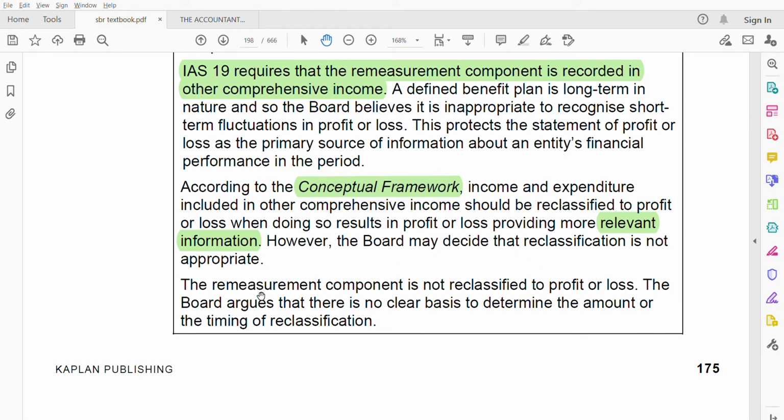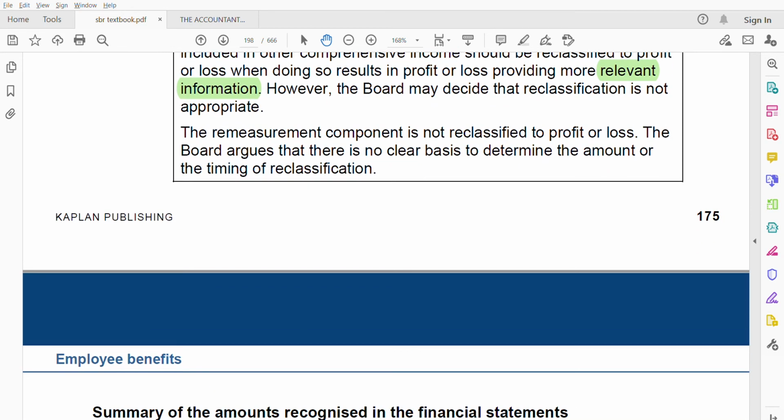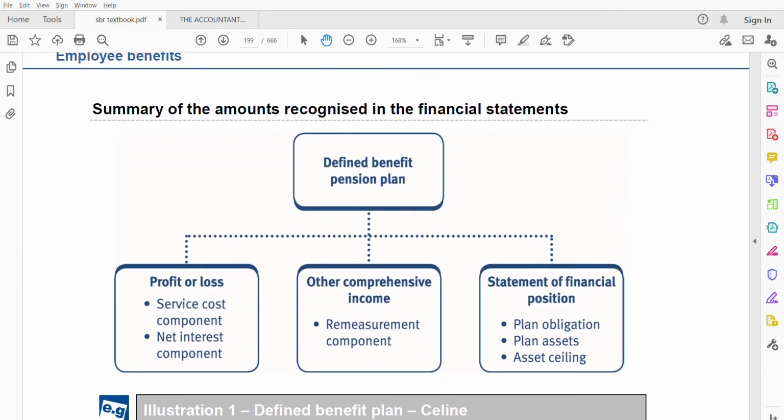So the board argues that there is no clear basis to determine the amount and the timing of reclassification. First of all, there is no clear basis, so they should not be reclassified to profit and loss. Second, the timing of reclassification: they don't know when the reclassification will happen. So better not to take a risk, they are thinking, and put it in OCI only. Which, according to me also, I think is fair enough. Right? So now they are going to summarize.